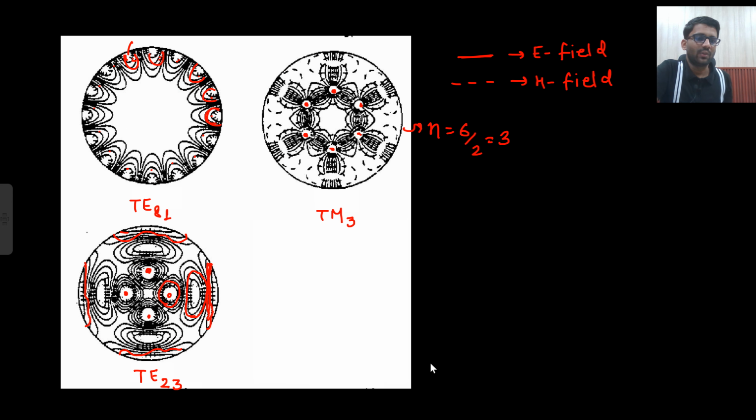Here, if you observe closely, these are the spaces. From these spaces, 1 circle can pass, right? But there is another space. This is another space. From this other space, another circle can pass. There is this another space. If another space is there, another circle can pass. So 2 circles can pass. So this is TM32.